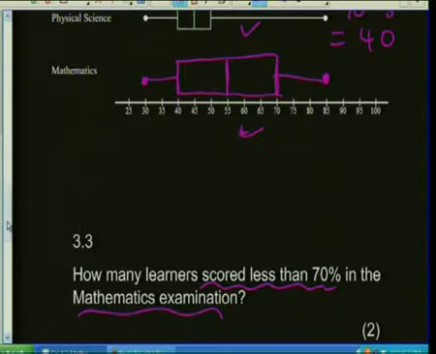So 75% of learners scored less than 70% for this test. Why 75%? Because the upper quartile is 70. It's 70 there, so that's the highest value, and from there I have lower values than that. So what does it mean?